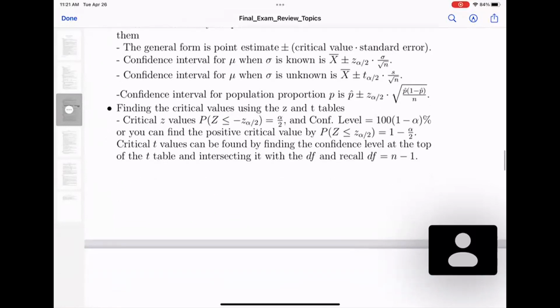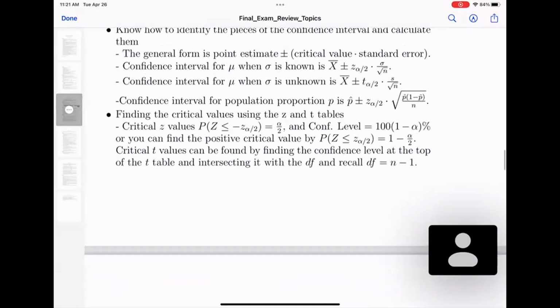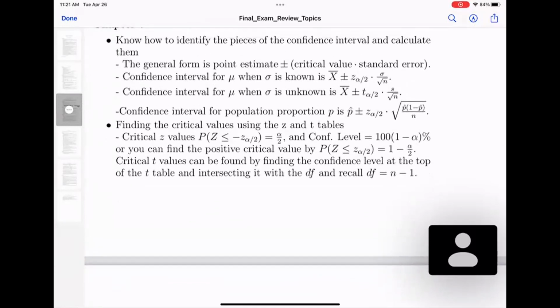So there were 3 different confidence interval forms we looked at. So for the population mean mu, when we knew sigma, in that case, we used a critical z value and the population standard deviation. And you could find the confidence interval as the point estimate x bar, which is the sample mean, plus or minus the critical z value times the standard error, which is sigma over the square root of n.